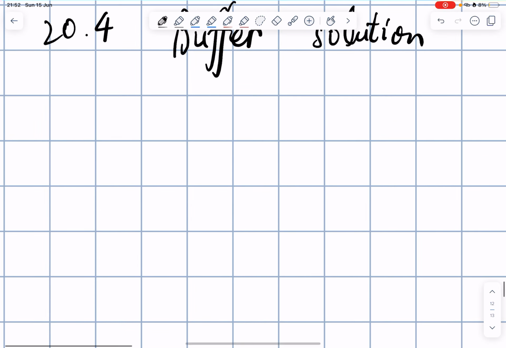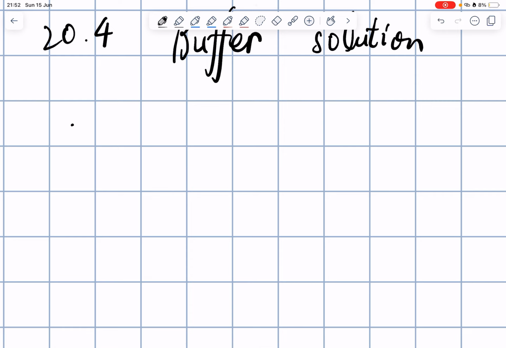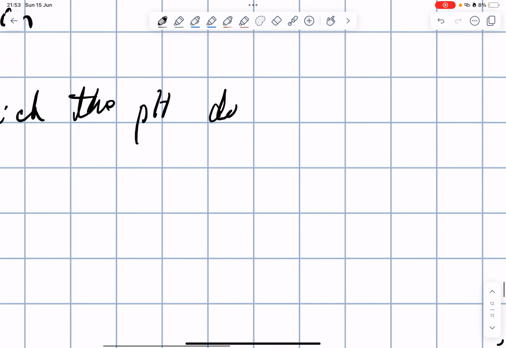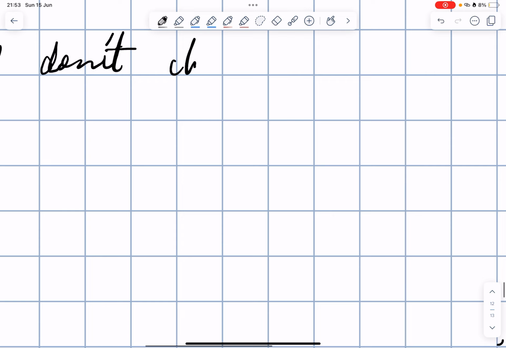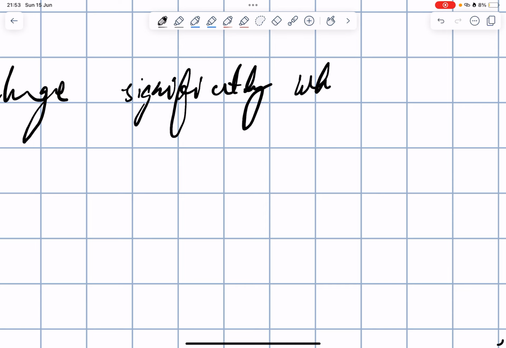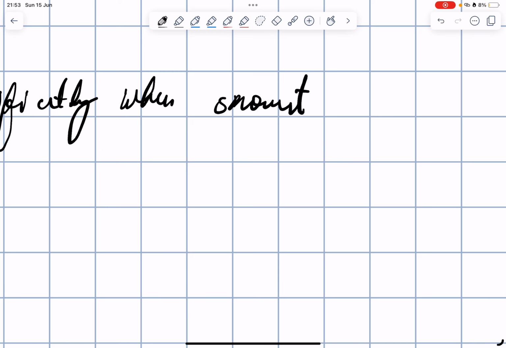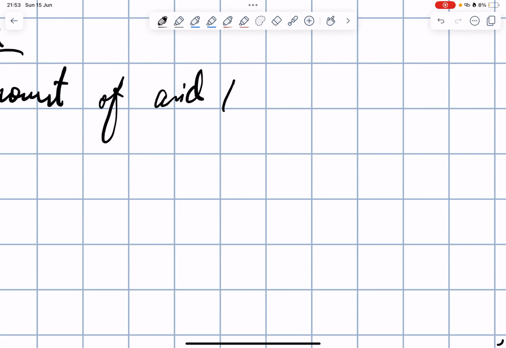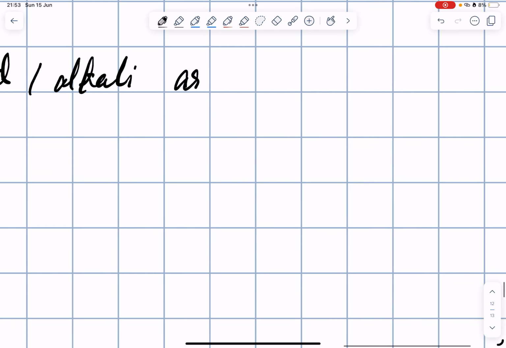So, what's a buffer solution? Analogously, we can say a buffer solution is a solution in which the pH doesn't change significantly when a small amount of acid or base or alkaline is added.